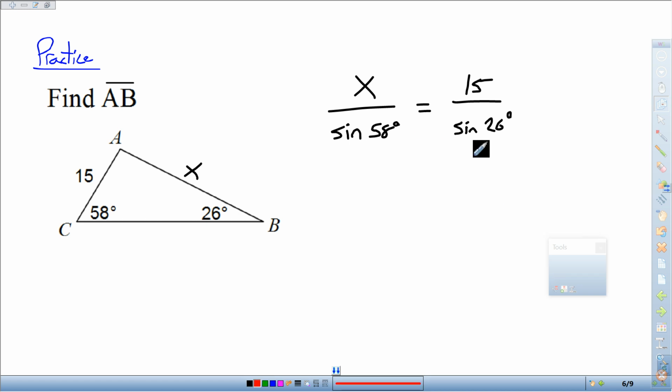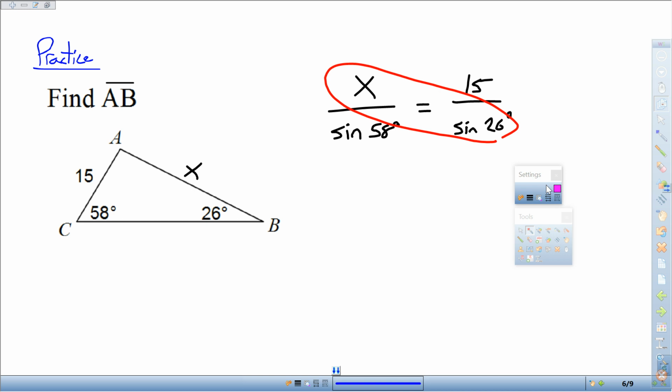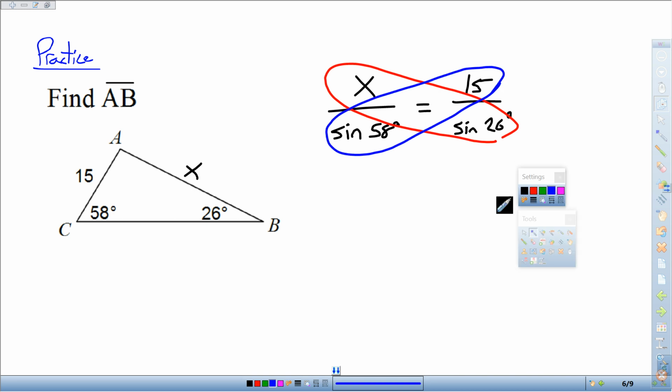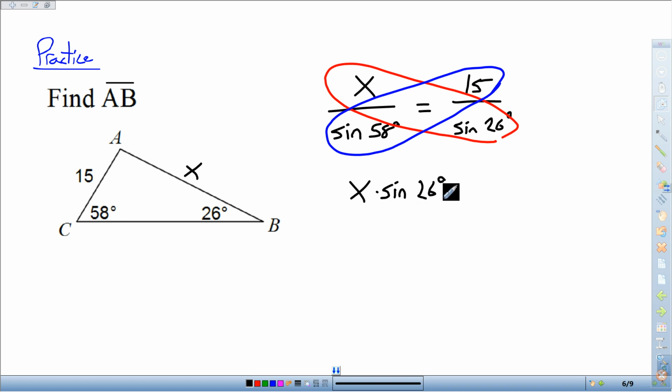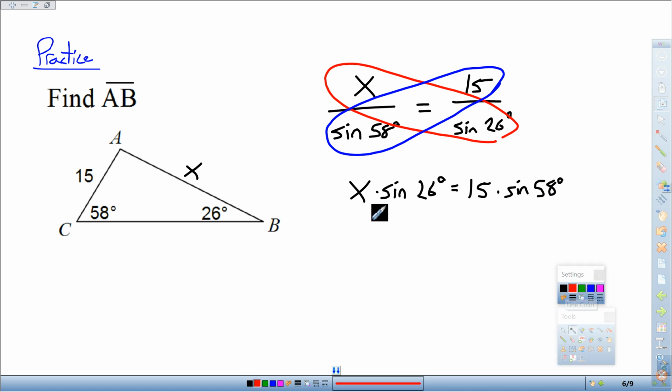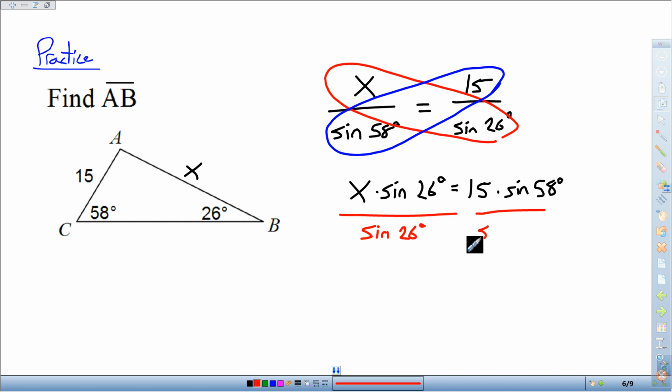Cool, so let's try it out. So we got x times sine 26 equals 15 times sine 58. Okay, and then solving for x, x is being multiplied by sine 26, so I'm going to divide by sine 26 on both sides. All right, so those are gone. Got x equals over here. I'm going to just do this in my calculator because I don't trust that website anymore.